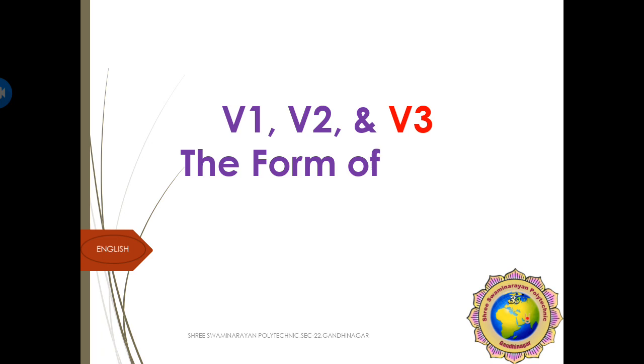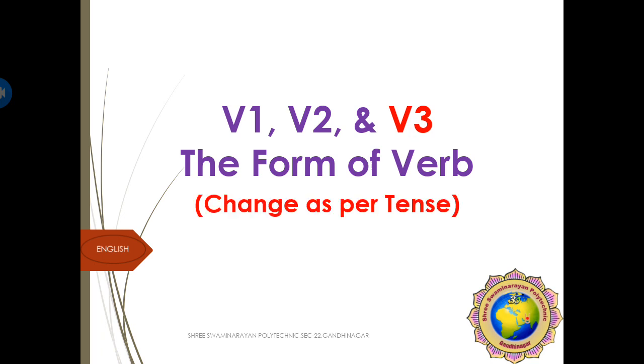So let's start with V1, V2 and V3. It's called the form of the verb. We concentrate here on V3 because this is the form we have to use in our next session, present perfect tense. What is the meaning of V1, V2 and V3? This is the form of the verb, and this form changes as per the tense. So if this is simple present tense, the form of the verb is different. If this is a past tense, the form of the verb is different. This way there are 3 categories, V1, V2 and V3.